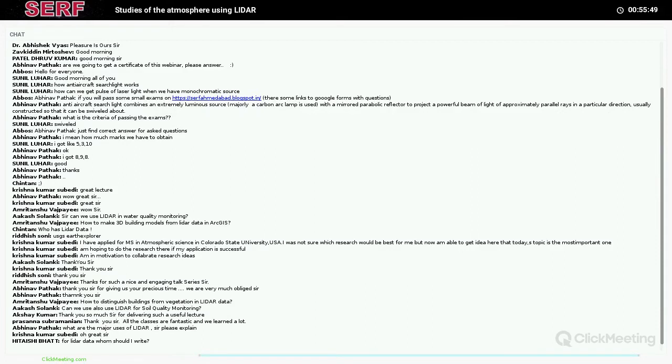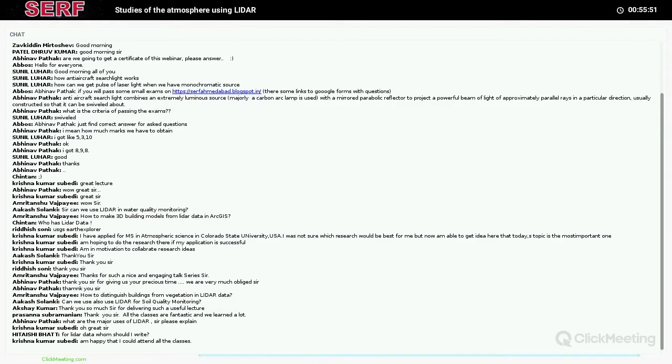Mr. Akash Solanki asks, can we use LIDAR for soil quality monitoring? I have not seen this type of work, sorry. Thank you so much. Then, what are the major uses of LIDAR?